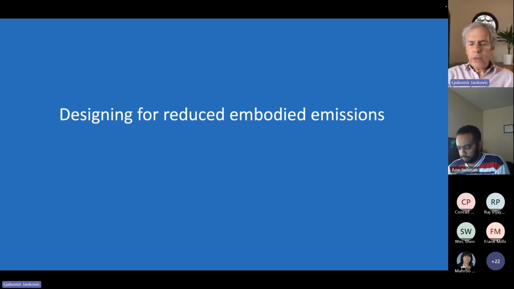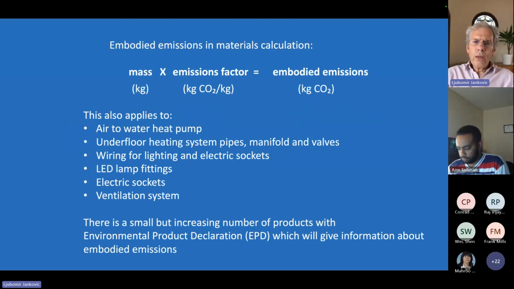Now we want to design for reduced embodied emissions, and embodied emissions in materials are calculated by using the mass of the materials times emissions factors, which you can get from various databases. So when we multiply these 2 quantities, we get the embodied emissions in the material. And this also applies to the air to water heat pump. I found the emissions factor for that particular heat pump.